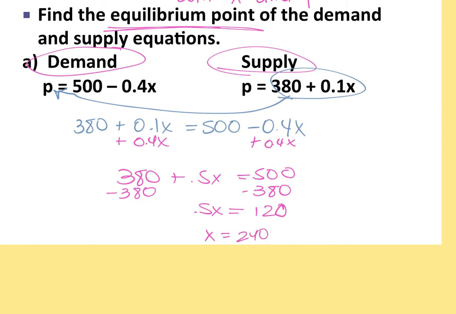I could have totally gotten rid of the decimals. Like if you wanted to get rid of them from here, you can multiply everything by 10 to move the decimals over. You'll still be solving at the end for x.